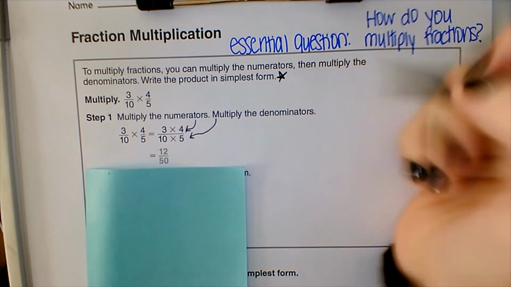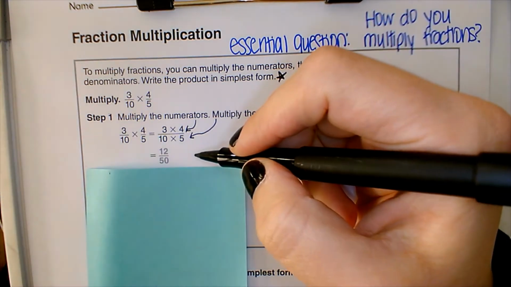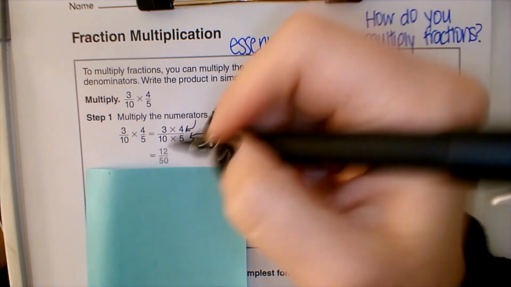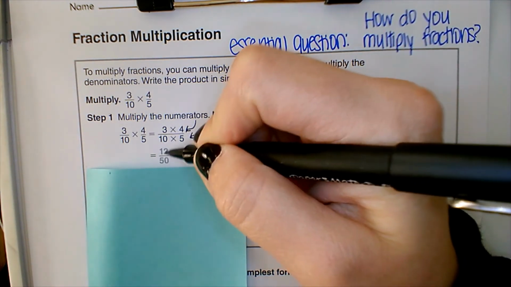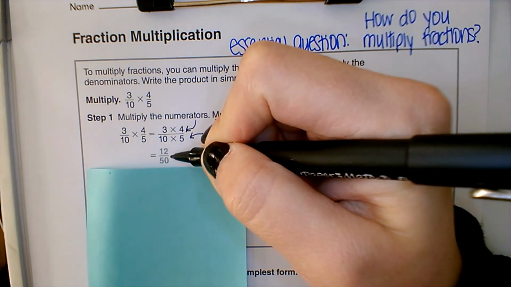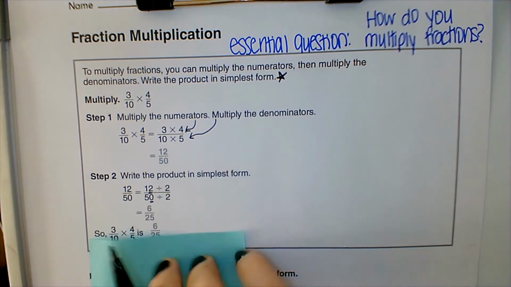But remember, that's not the last step. We need to make sure that that is in simplest form. 12/50ths is not in simplest form. I know that both of these numbers are ending in 0 and an even number, so I know 2 can go into both of these evenly. Think back to divisibility rules.